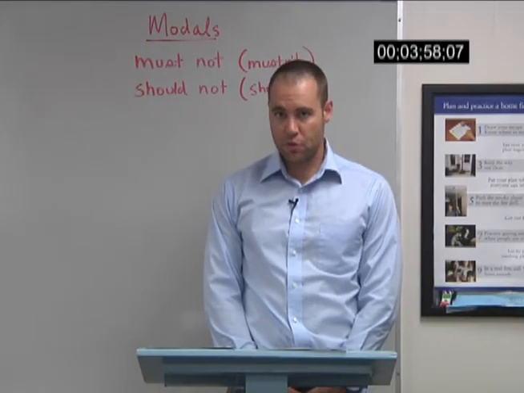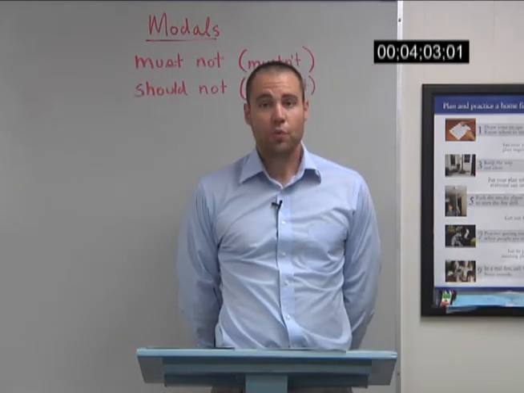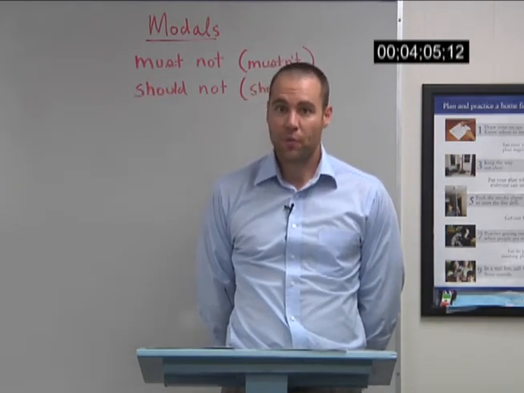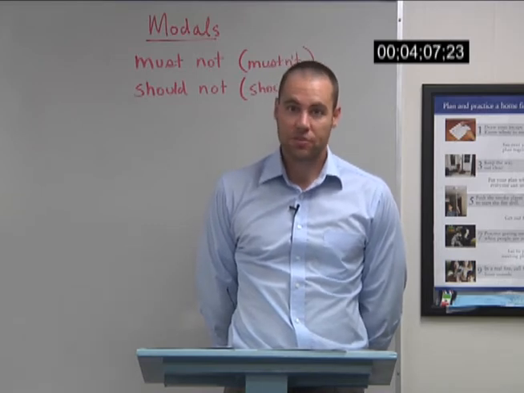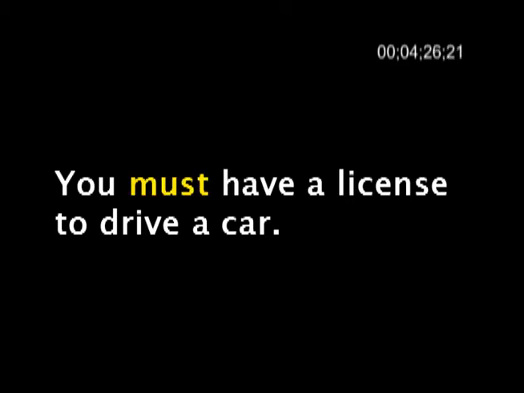Okay, let's do some review using these modal verbs must and should. Read the sentence. What word is missing? Must or should? Here's the first sentence. Which is correct? You should have a license to drive a car, or you must have a license to drive a car? The correct answer is must. You must have a license to drive a car. It is a law.